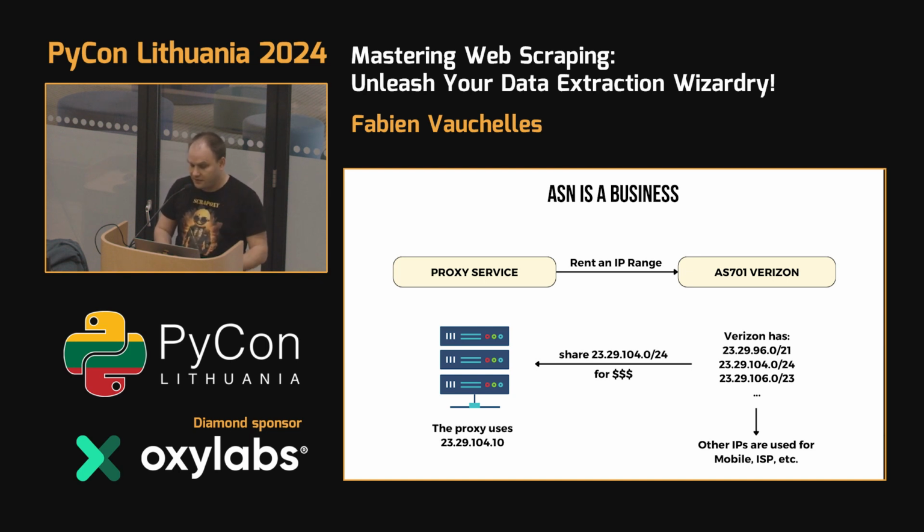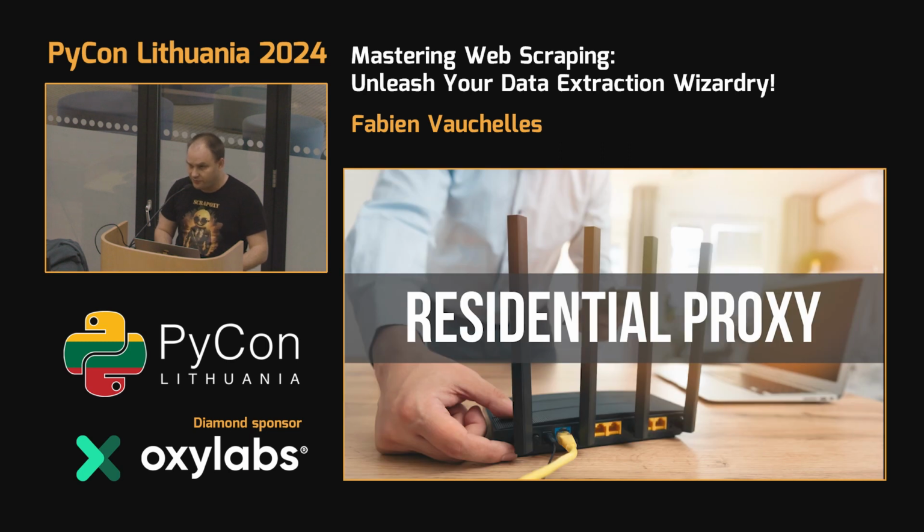And there is a third type of proxy, which is residential proxy. Residential proxies are proxies which use the mobile device, the real laptop of a user. It's very nice because it's barely detectable. But how do residential proxies work?